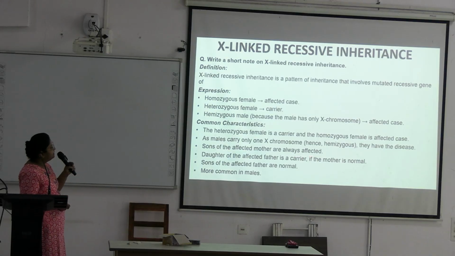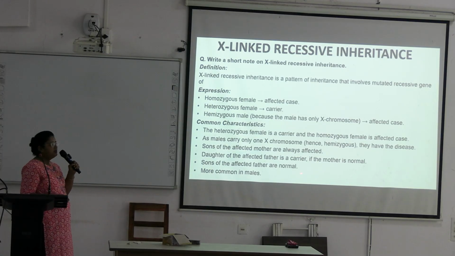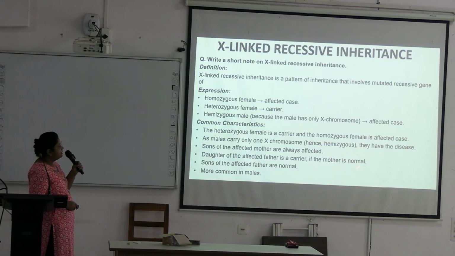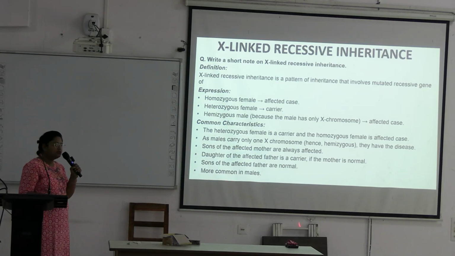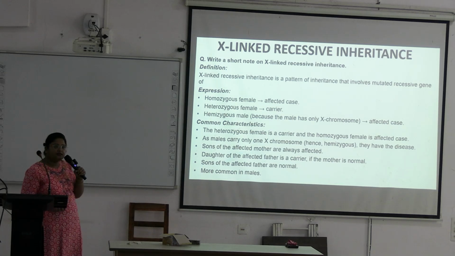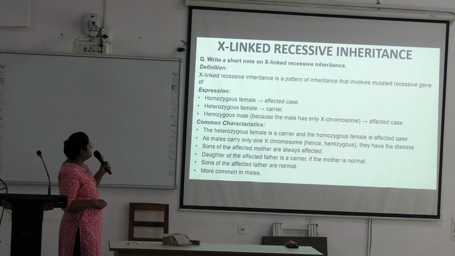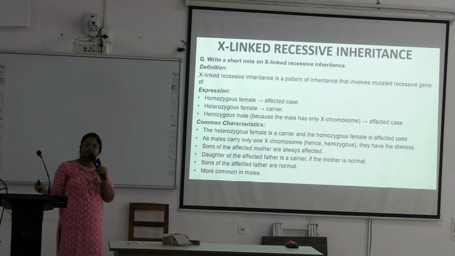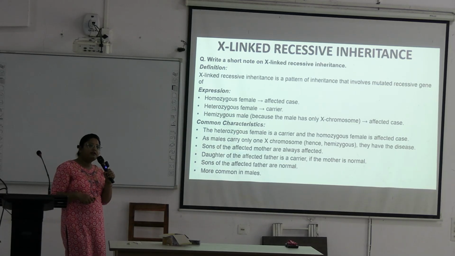Sons of an affected mother are always affected. Daughters of an affected father are carriers, if the mother is normal. Sons of an affected father are normal, and it is more common in males. So in this type of inheritance, males are commonly affected. Okay. So these characteristics will be given in your question and you have to detect the pattern of inheritance. Understood?